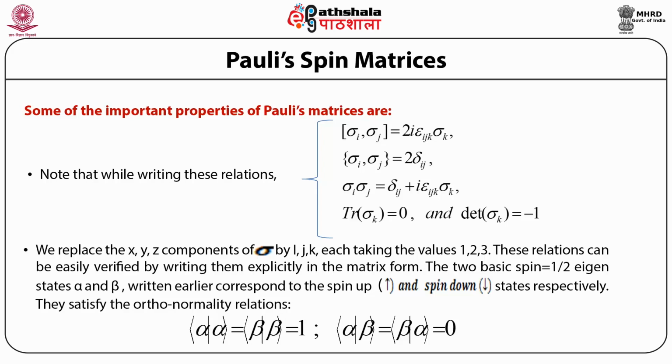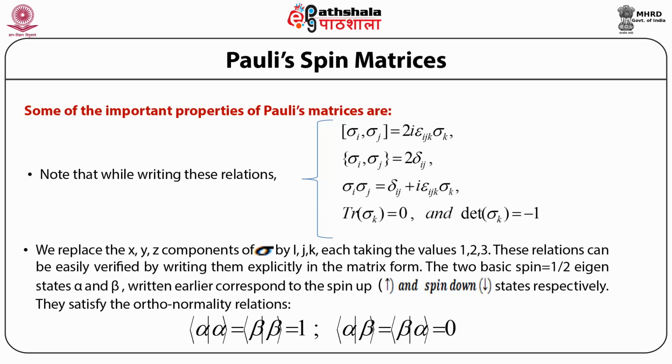Similarly, in the first relation we have defined the commutation relation, that is, the commutation relation of sigma i and sigma j gives us the final result twice iota times epsilon ijk times sigma k, where epsilon ijk is the tensor of rank 3 and is termed the symmetric tensor.